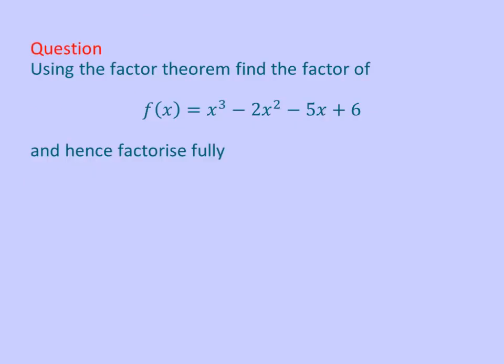Here is a question for you to do. Using the factor theorem, find the factors of f(x) equals x cubed minus 2x squared minus 5x plus 6, and hence factorise fully. Pause the video and work through this question. Then press play to check your solution.